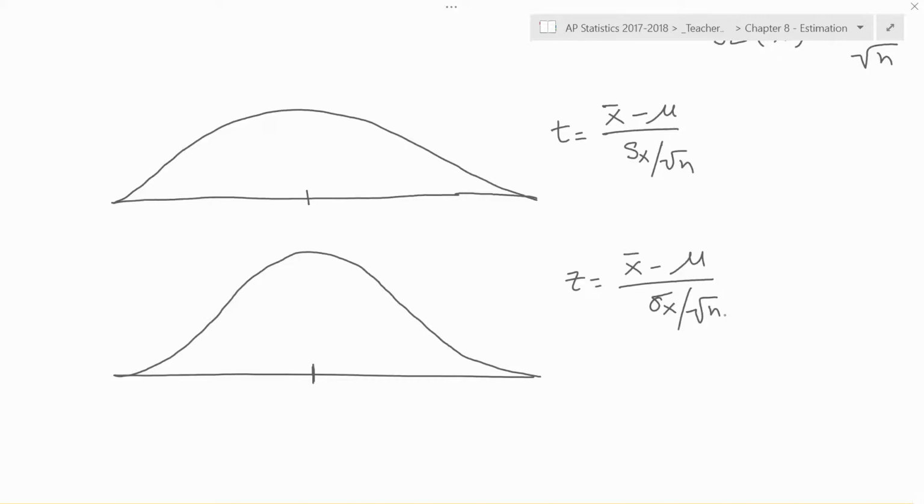So why did I make this one flatter? Well, let's say I have a small sample size. Let's say I have a sample size of, I don't know, maybe just 10. If the sample size is small, then this variability in the sample mean is going to be much more variable. So there's more variability when the sample size is smaller. And we come to something called the degrees of freedom.